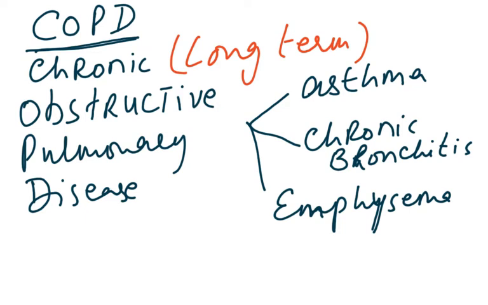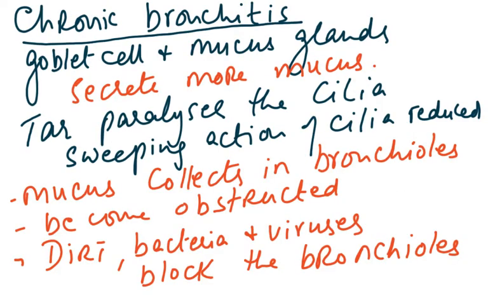Now the diseases which come under these are asthma, chronic bronchitis and emphysema. So we're going to discuss these in a little more detail. Asthma, I'm not going to discuss a lot because that is not so much what we want to talk about, but we're going to discuss chronic bronchitis and emphysema. Now let's look at the first disease, chronic bronchitis.